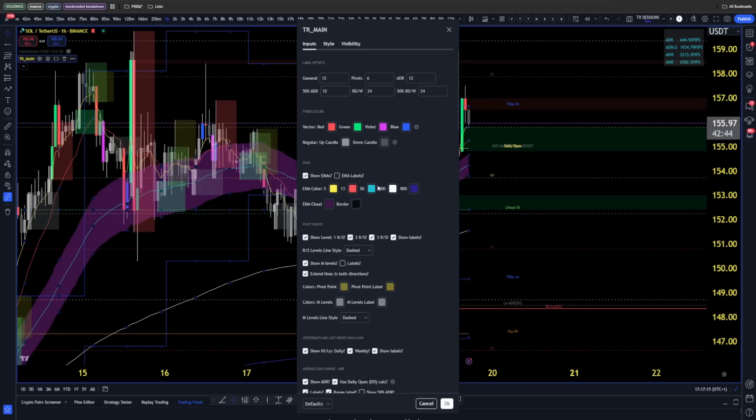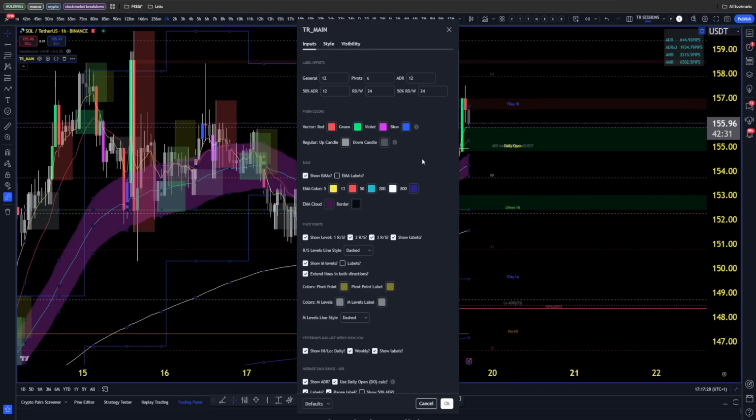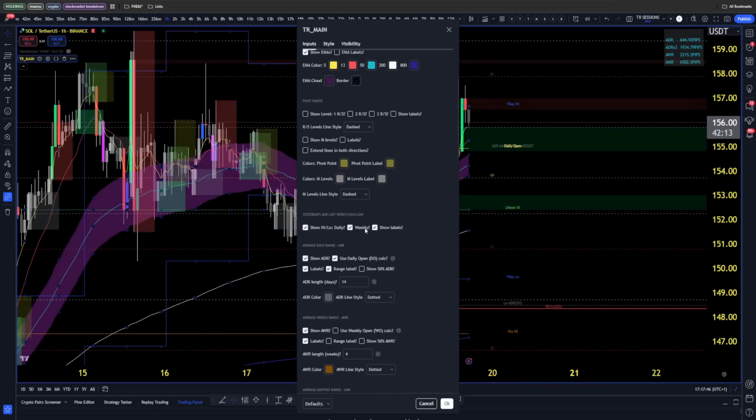You might be a pivot trader, so the M levels are going to be serving you. If you want to know what the M levels are, go and take the module on the free course. It's there, M levels, pivot levels. So that's going to help you understand how to read the pivot levels in the chart. I personally don't have them activated. So I will go into the settings, as you can see here, and I will get rid of the show the M levels. I'll also get rid of the resistant levels. I don't need them. Get rid of extend lines, scroll down.